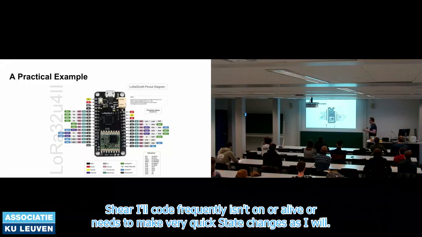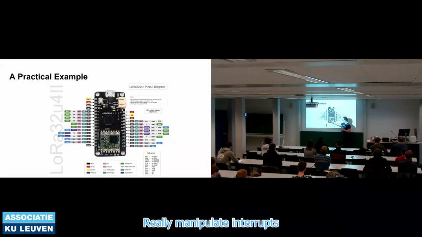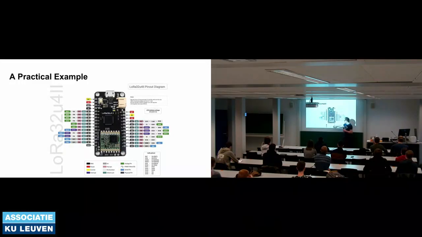Here, our code frequently isn't on or alive or needs to make very quick state changes. And so we'll directly manipulate interrupts. Just think like a switch, for example. You're going to change a screen if you hit a button. That's an ideal interrupt-driven piece of code.